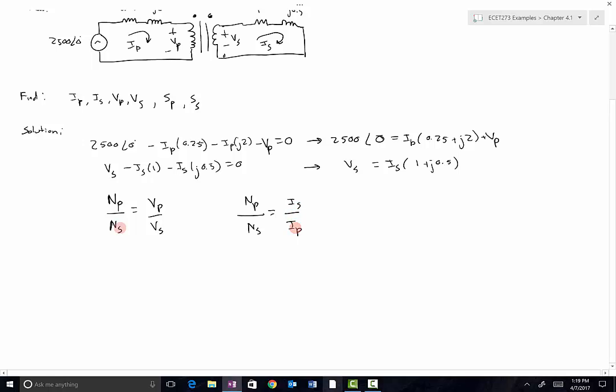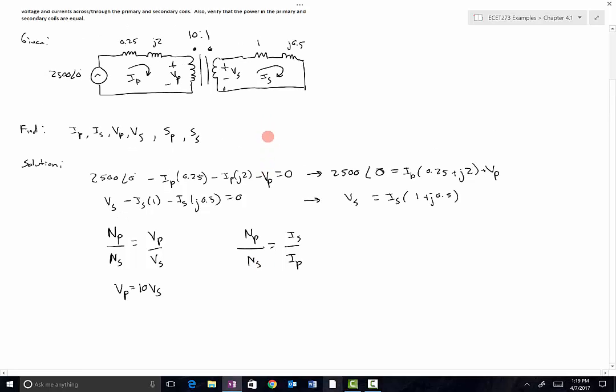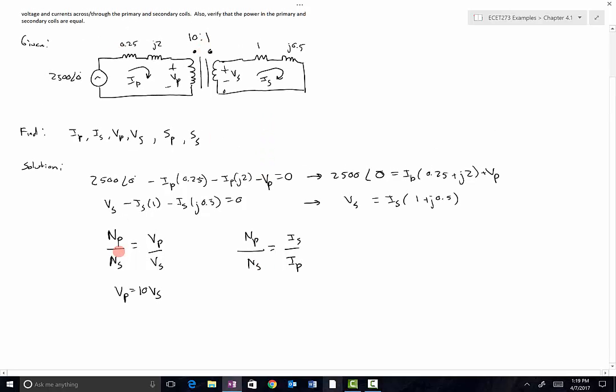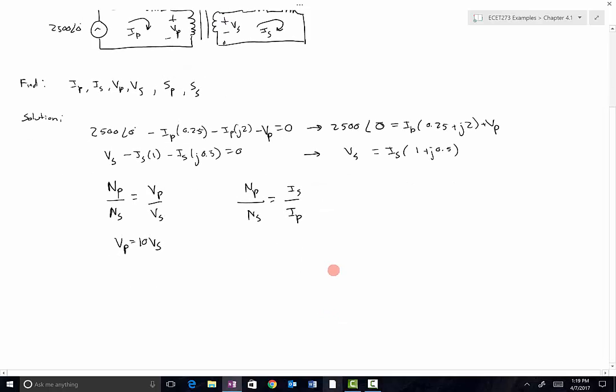So if I were to rewrite this, I would say VP is equal to 10 VS, and I would see that substituting 10 to 1 in here for NP over NS, and I would see that IS is equal to 10 IP in this one.